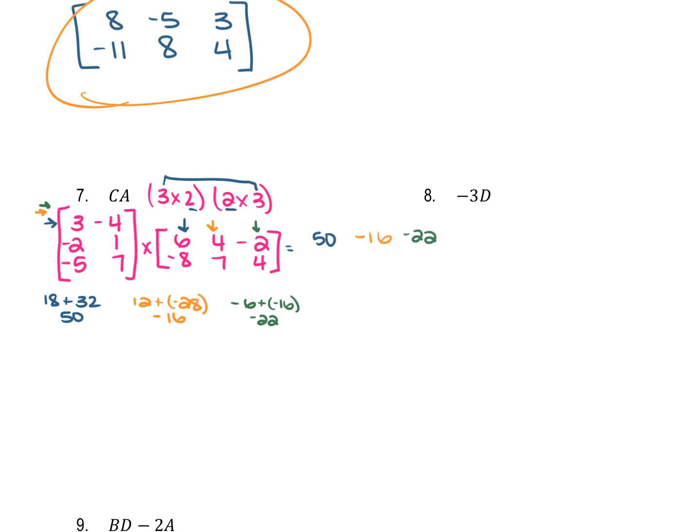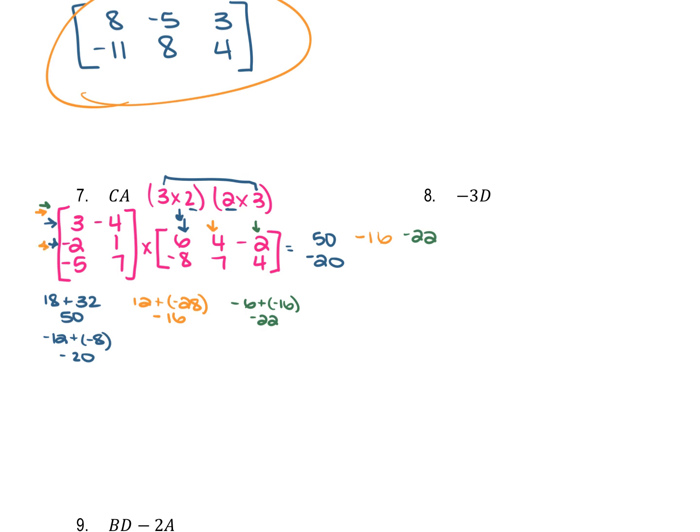We are going to now move to your middle row, first column. So -2 times 6 is -12. 1 times -8 is -8. Add those. That gives you -20. So that's the first number in your second row.